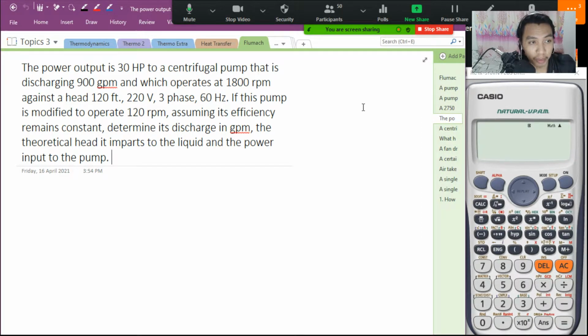So the power output is 30 HP to a centrifugal pump that is discharging 900 GPM and which operates at 1,800 RPM against a head of 120 feet. 220 volts, 3-phase, 60 hertz. If this pump is modified to operate at 1,200 RPM, assuming its efficiency remains constant, determine its discharge in GPM, the theoretical head it imparts to the liquid, and the power input to the pump.